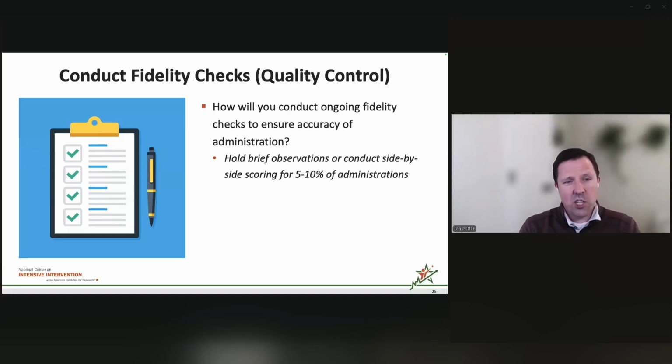So you want to make sure that you're sitting down and checking randomly. It doesn't have to be any specific teacher or kid, but just randomly sitting and maybe scoring that together.